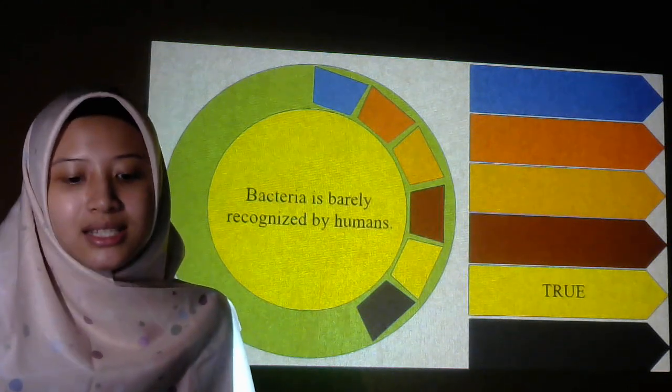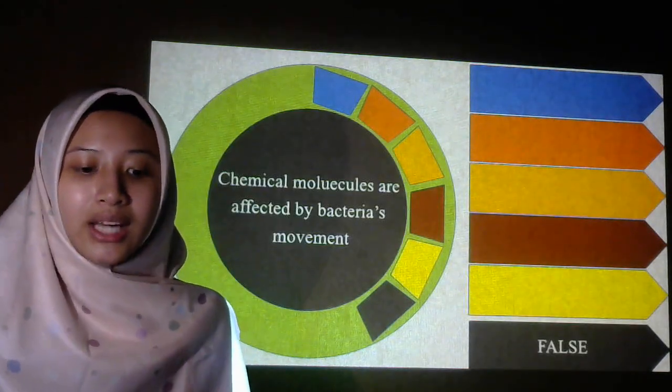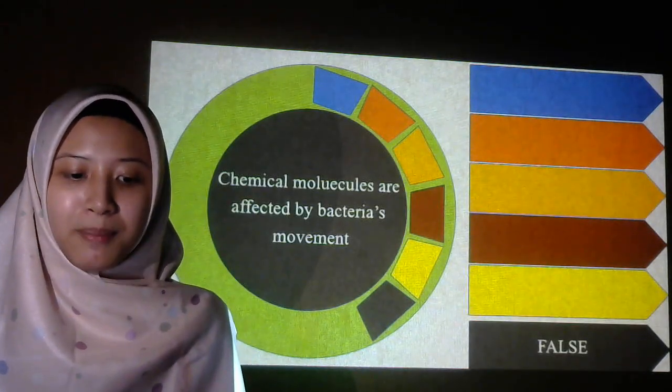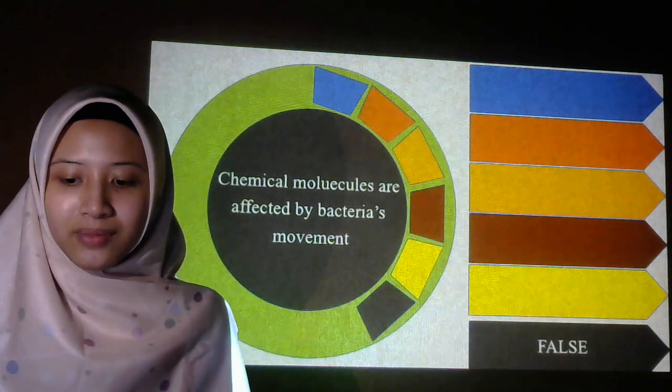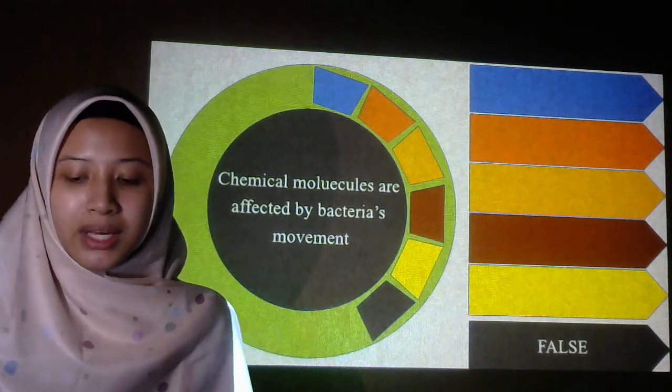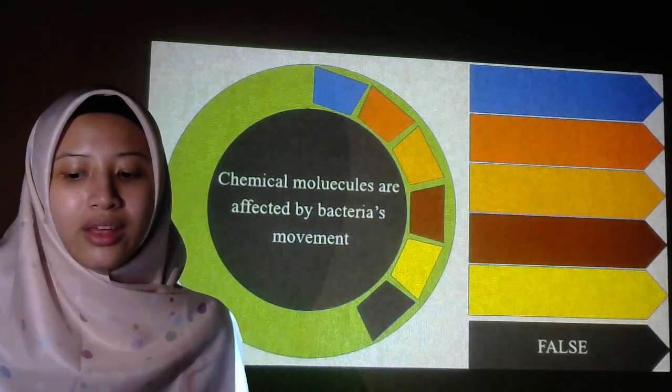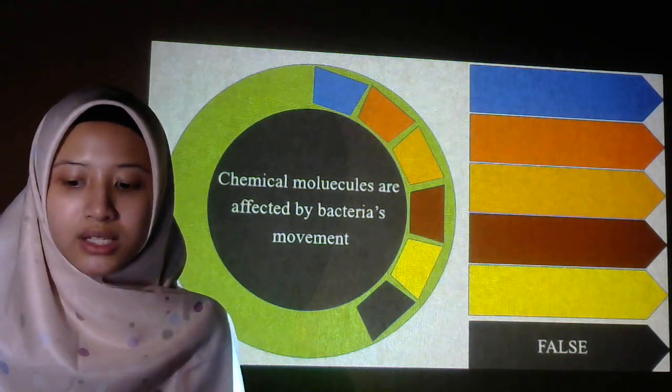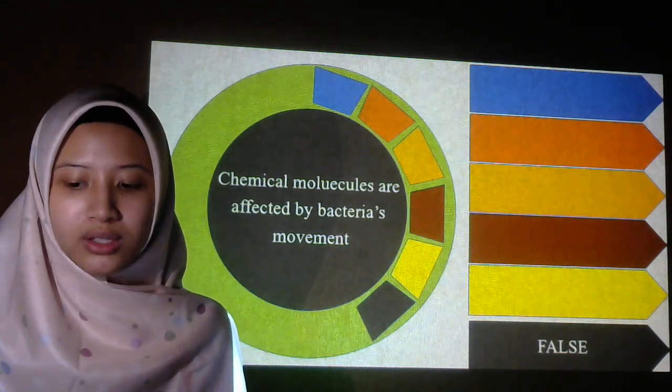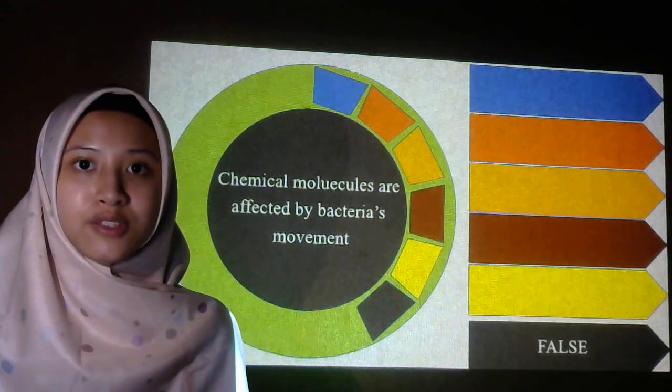And the last question. Chemical molecules are affected by bacteria's movement. This is false because bacteria are so small that they are influenced by the movements of the chemical molecules around them, not vice versa.